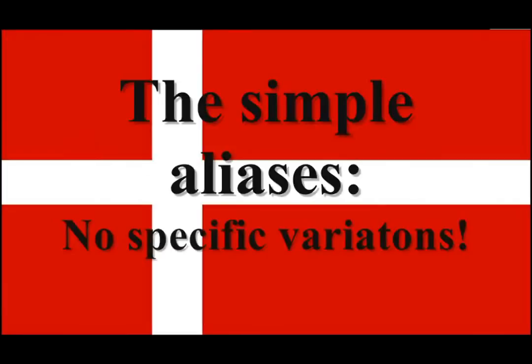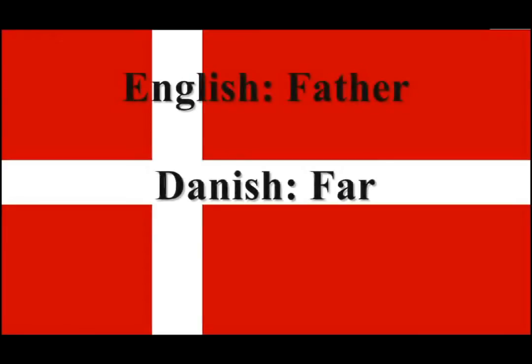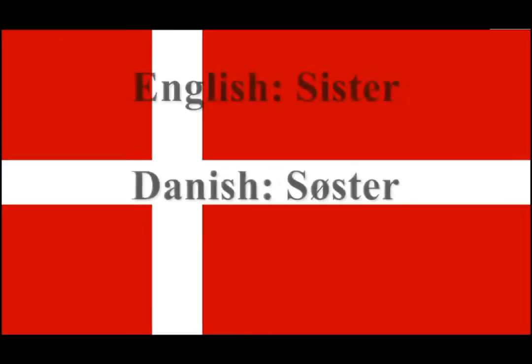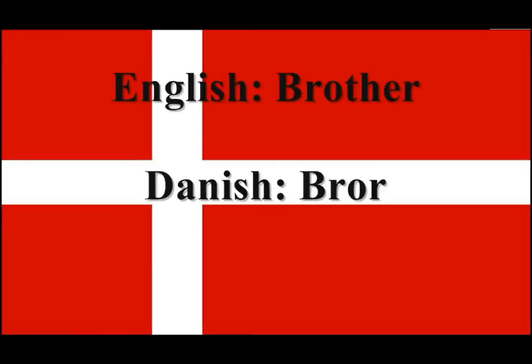The simple aliases. These do not have any specific variations. English, mother. In Danish we call it mor. Father. In Danish we call it far. Sister. In Danish we call it Søster. Brother. In Danish we call it Bror.